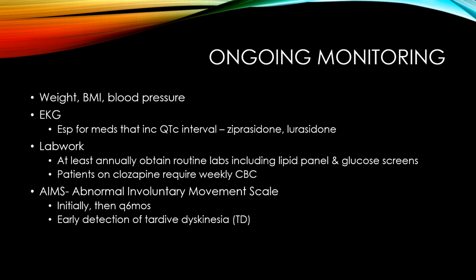An AIMS score, very important to learn how to do that. That's the Abnormal Involuntary Movement Scale. You do it initially, then every 6 months. And it's for early detection of tardive dyskinesia. It's a nice scale. I use it a lot with my patients on antipsychotics because that's where they will develop tardive dyskinesia.